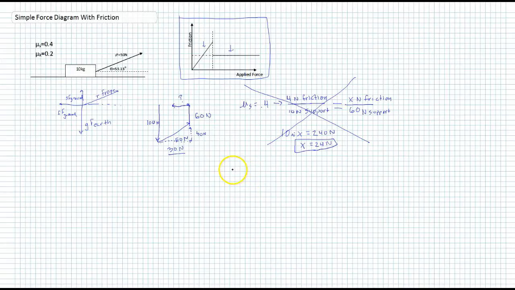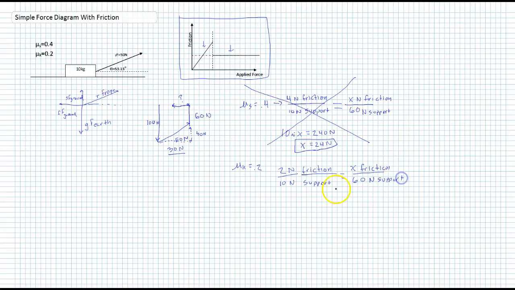So I'm going to use the coefficient of kinetic friction. This just means that there's 2 newtons of friction for every 10 units of support. Let me write this out because this meaning is important. We call it a coefficient, but really it's a comparison. It's a pet peeve of mine. Alright, I still have 60 newtons of support. That hasn't changed. But the coefficient has changed, so the comparison has changed.